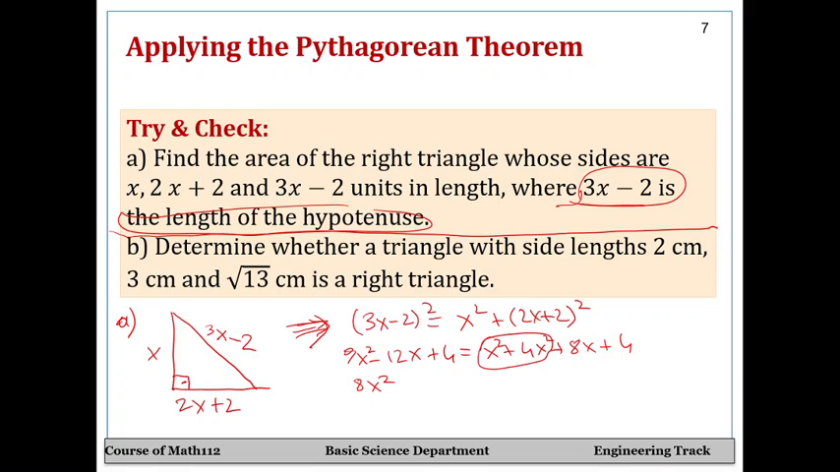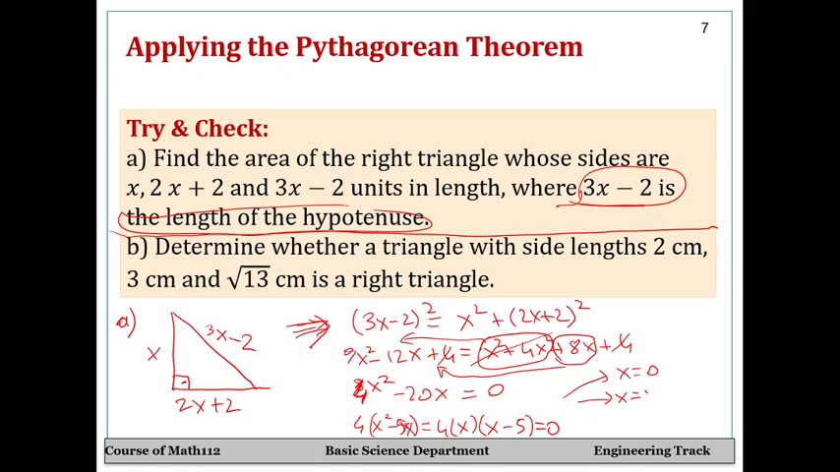Okay, this x squared and 4x squared, send them to this side, and you will get 4x squared. This one, send it to the other side, you will get negative 20x. And 4 and 4 cancel out, and you got this one. So when you solve this one, it will be 4 times x squared minus 5x, which is equal to 0. So we have two roots here, x equal to 0 or x equal to 5.